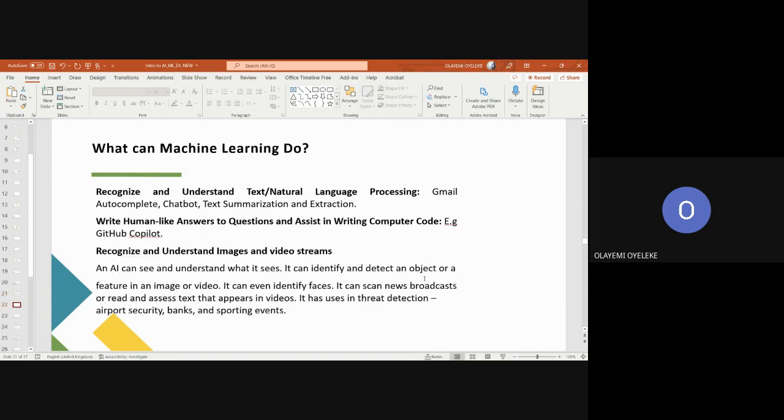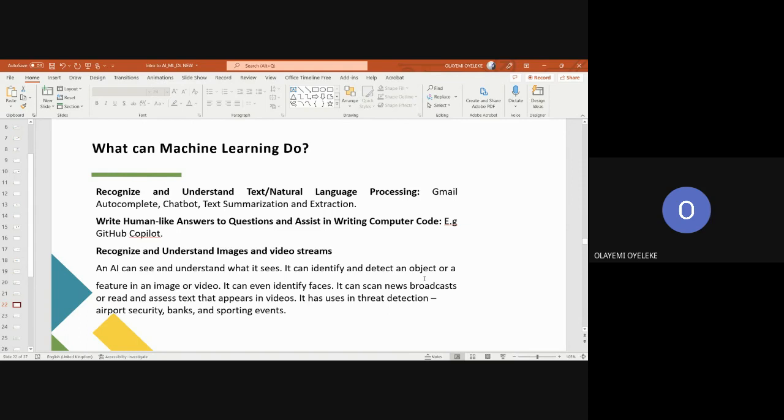Now, we have come to what machine learning can do. Machine learning can be applied to a lot of things around us. It can recognize and understand text and natural language, like the Gmail autocomplete. Whenever you are composing your Gmail, you will see that Gmail is trying to predict what you will write next. That's a kind of machine learning trying to understand natural language.